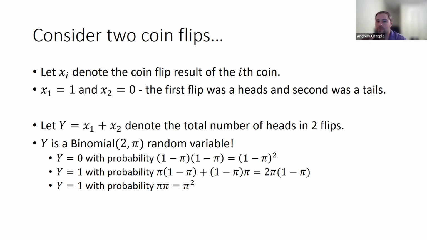2 is the number of flips, and pi is the probability of observing a success here. So here, y equals 0 with probability 1 minus pi times 1 minus pi, which is 1 minus pi squared. y equals 1 with this probability here, 2 times pi times 1 minus pi. This 2 is because y can equal 1 if the first coin flip is heads or the second coin flip is heads. So you have 2 different ways to do that. And y equals 2 with probability pi squared.